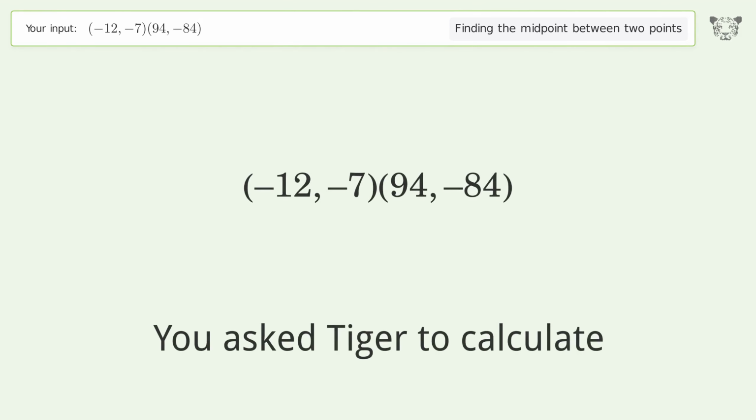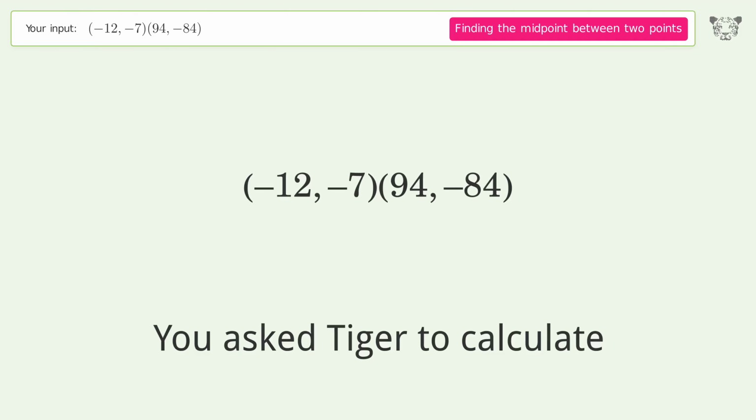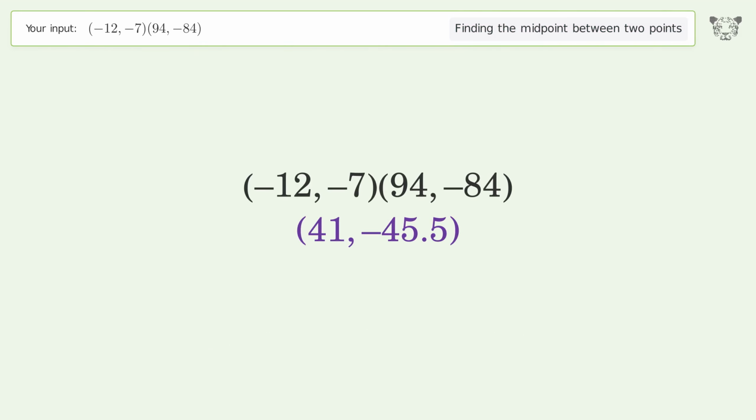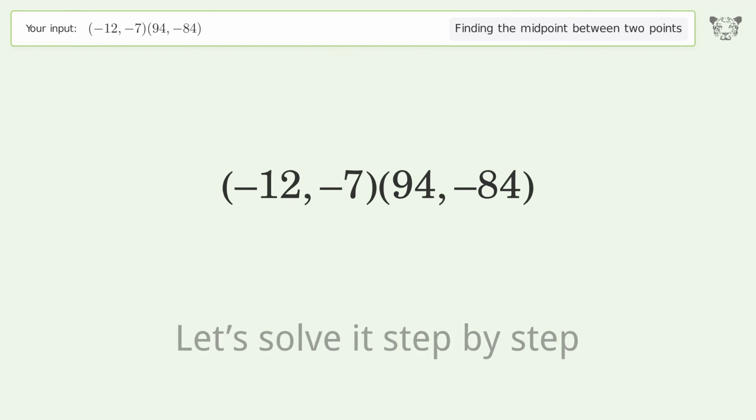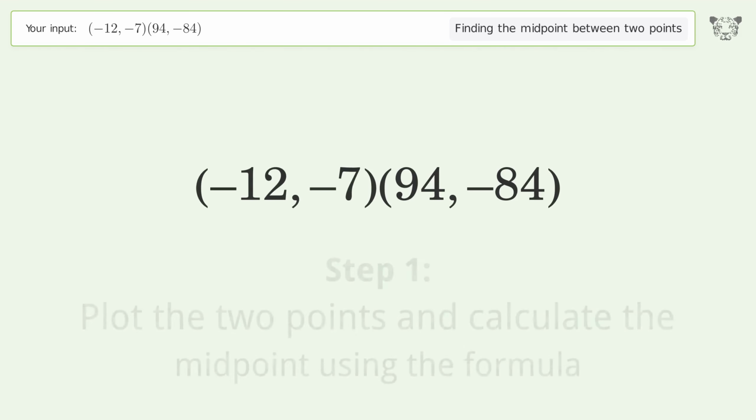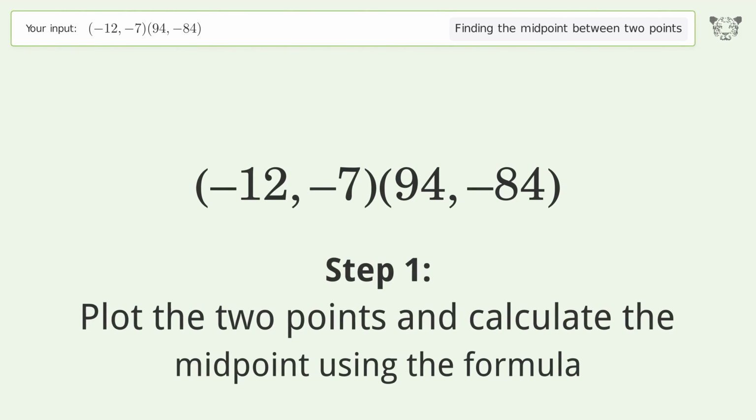You ask Tiger to calculate. This deals with finding the midpoint between 2 points. The midpoint between the 2 points is 41, negative 45.5. Let's solve it step by step. Plot the 2 points and calculate the midpoint using the formula.